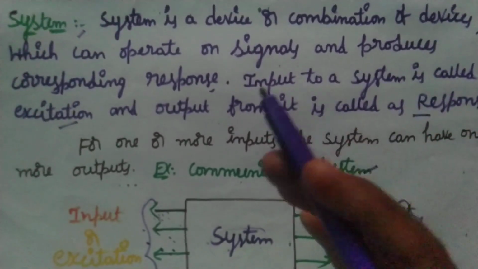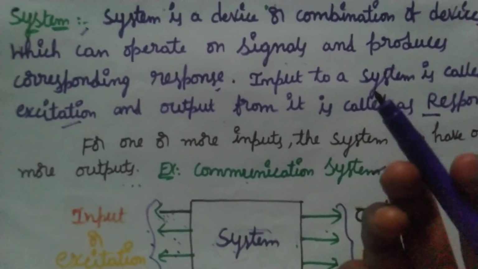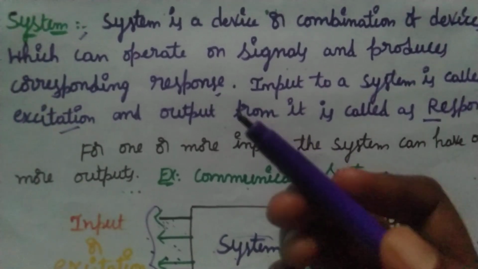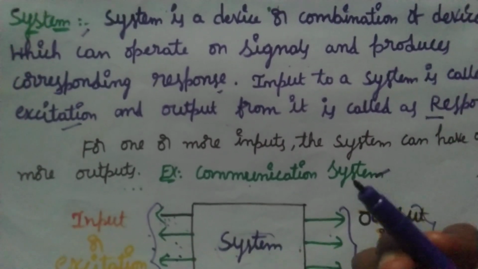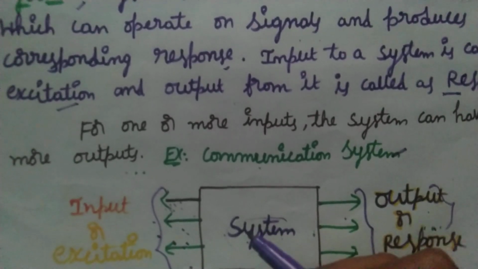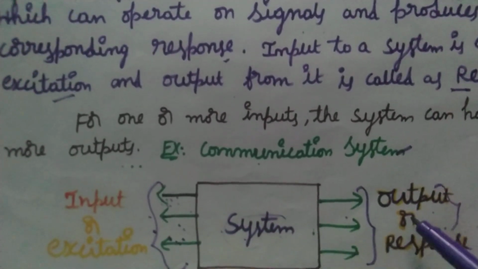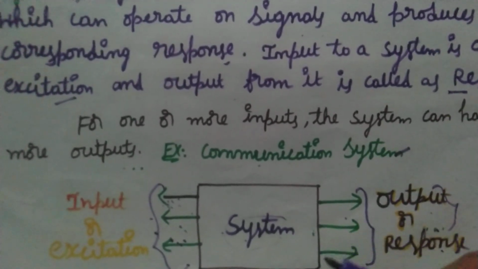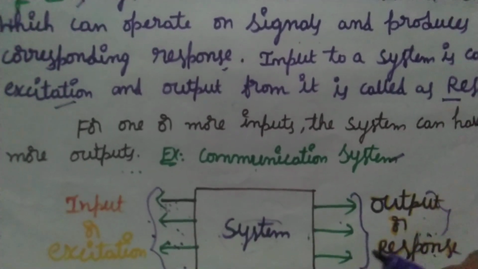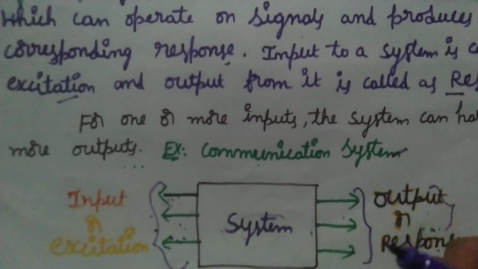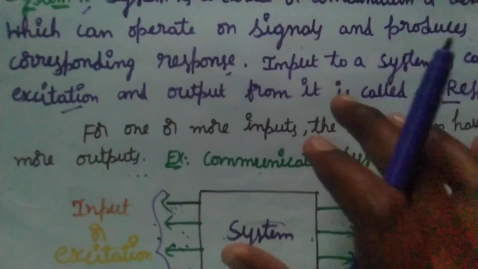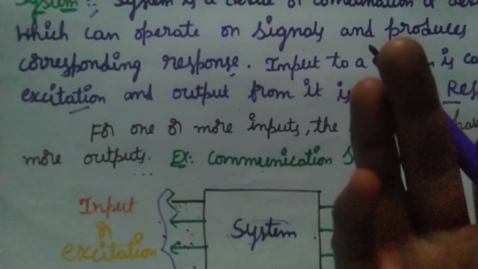To summarize, a signal is a function of time, and another definition is that it is a function of independent variables. A system is a device or combination of devices which can operate on signals and produces a corresponding response. Input to a system is called excitation and output is called response. Signal examples are voice signal, video signal, EEG, ECG and communication signals. Examples of systems are communication systems and many others. Signals are of two types, continuous in time and discrete in time. This is a brief introduction to what signals and systems are.